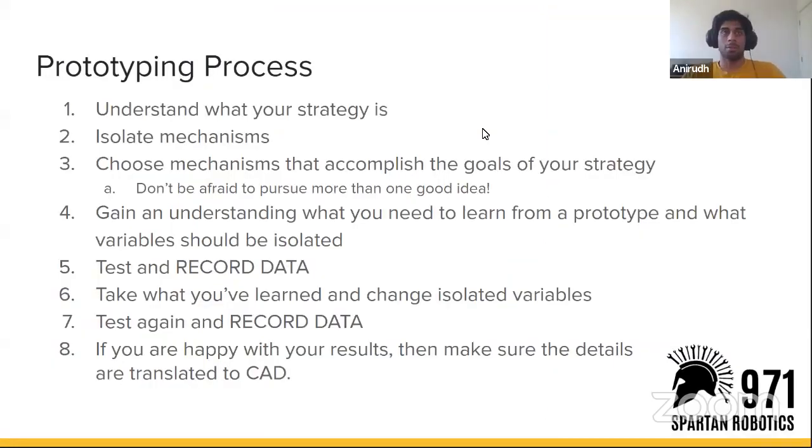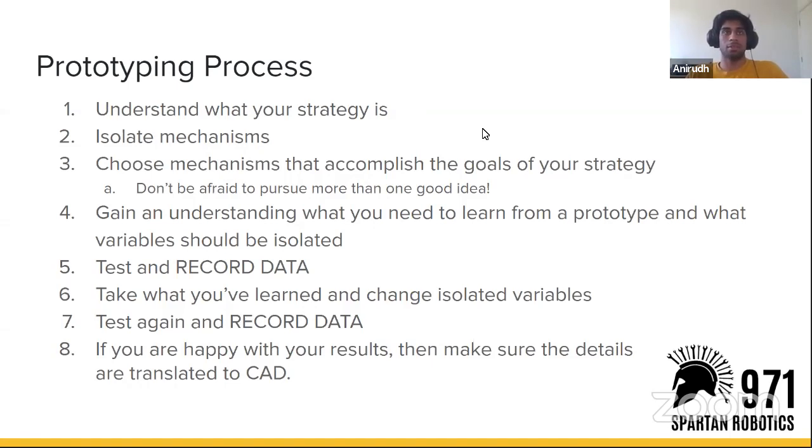So this is the prototyping process. The first step is understanding the strategy of what your team is hoping to do at the game. This is what the robot will hope to do in a given match, and this is the first step and should always be done before prototyping. The next step is isolating mechanisms. This is simply separating different mechanisms that do different things on the robot from each other. For example, you would separate an intake from a drivetrain or the shooter from a serializer, as they do different things. After that, you come up with ideas for different mechanisms that can accomplish what your strategy outlines.